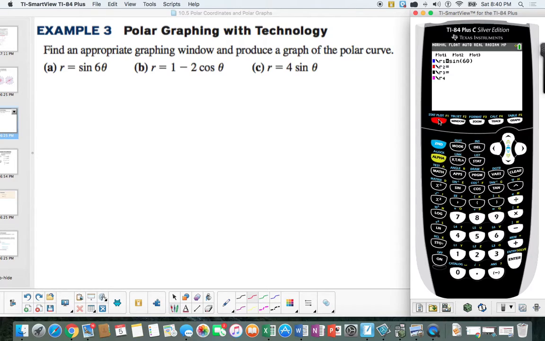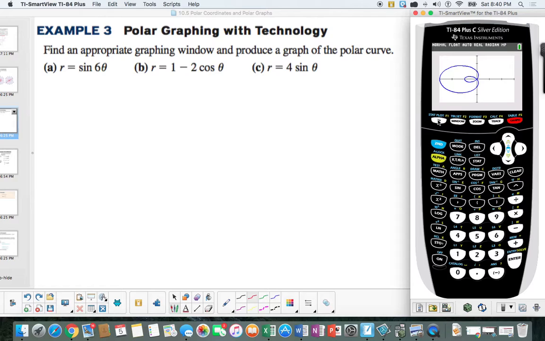Let's go to y equal, and we're going to clear it, and we're going to write this next one. 1, take away 2, cosine, variable key, parentheses, and then we'll press graph. Now this is called a limacon.